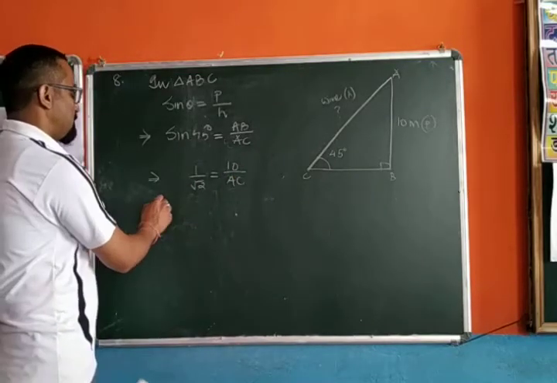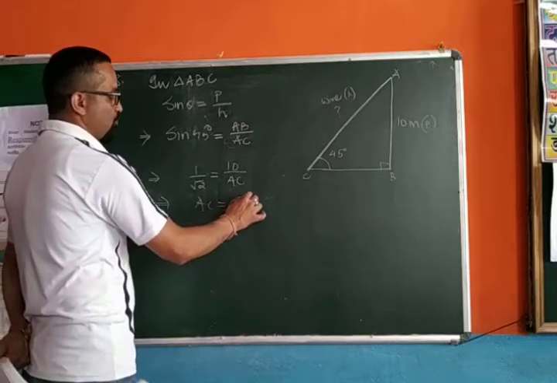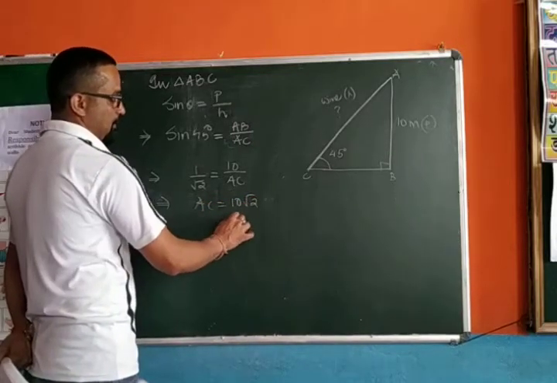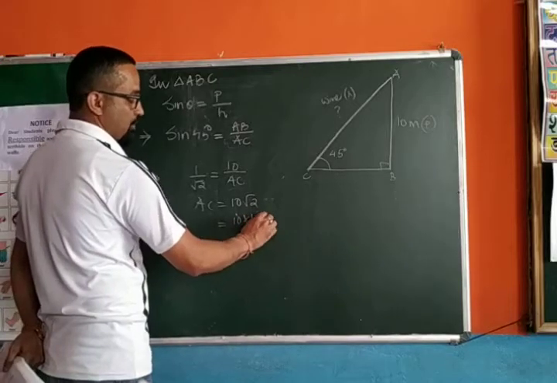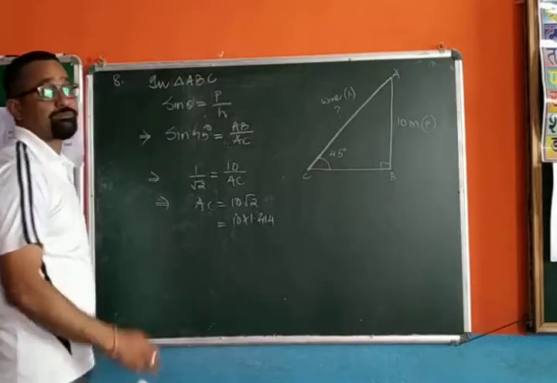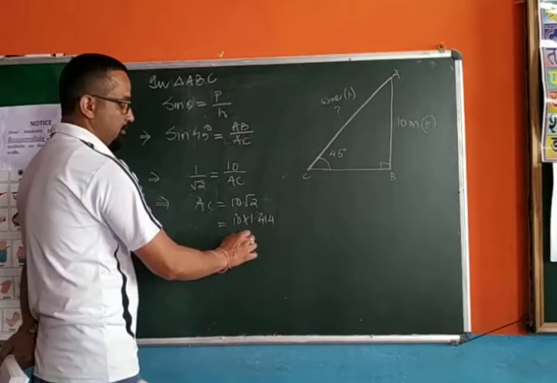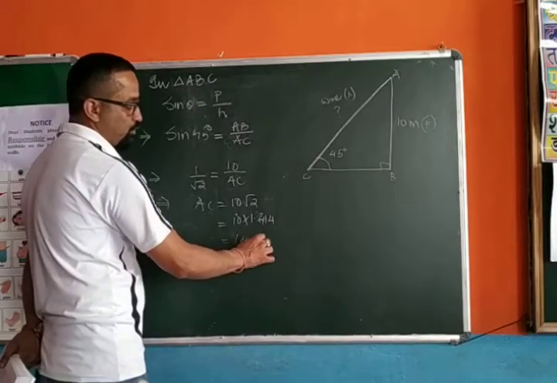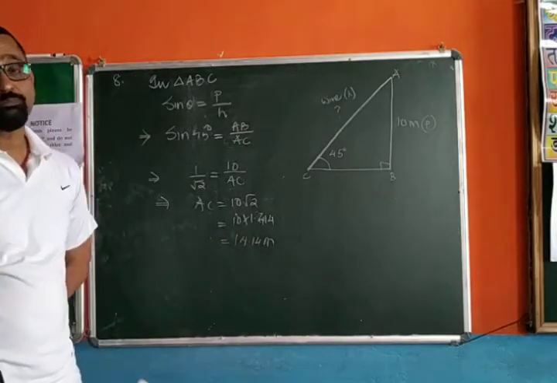Now you cross multiply. AC is equal to 10 root 2. 10 multiplied by 1.414, the standard value of root 2. Now multiply it. 14.14 meters is the length of the steel wire.